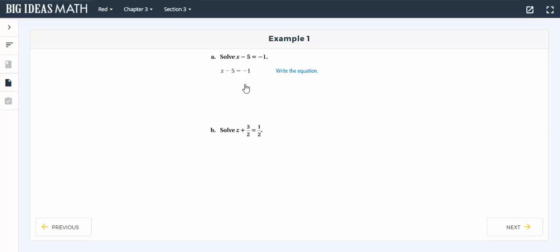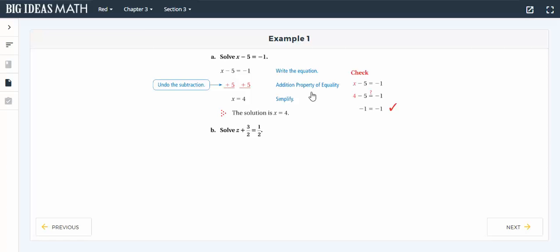So basically, if I add 5 to each side of the equation, that would take that away, leaving me with just x, and a negative 1 plus 5 is 4. So x is 4. You can always double check by plugging it back in.